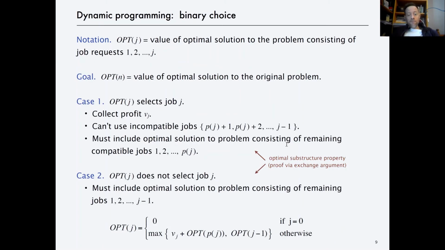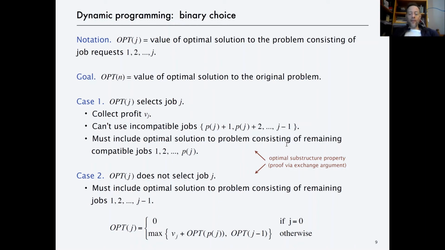Next, we define opt(j) as the value of the optimal solution to the problem consisting of job requests 1 to j. So this is, given j jobs, what is the value of the optimal solution? This means that opt(n) is now the value of the optimal solution of the original problem.